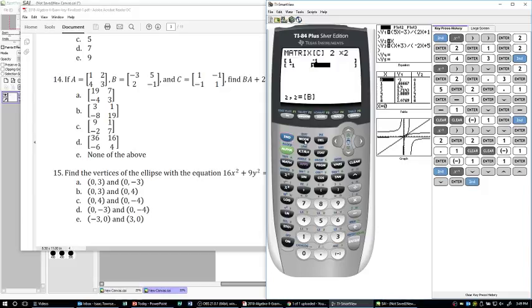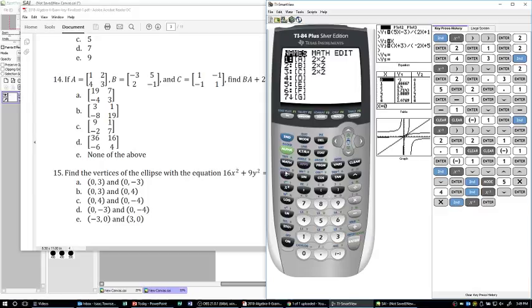I need to go to the home screen first. Now I'm on the home screen where we can do our computations like normal. Now if I go to matrix, put matrix B, times matrix A, and add to that 2 times matrix C. Hit enter, gives us some answers, and that does not look right.